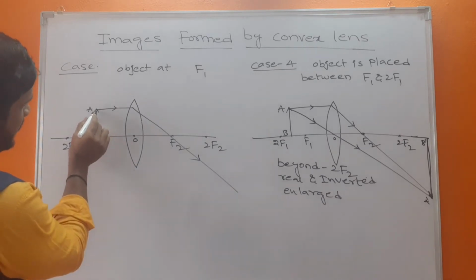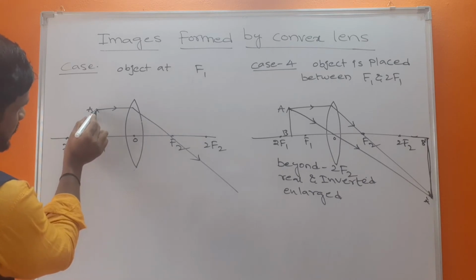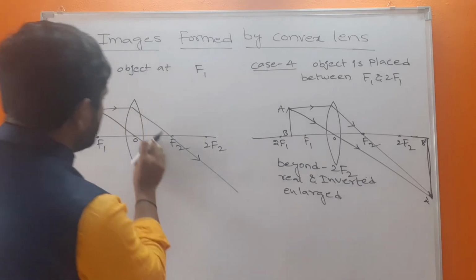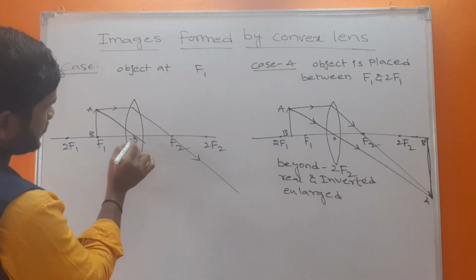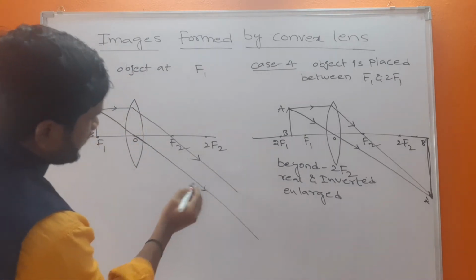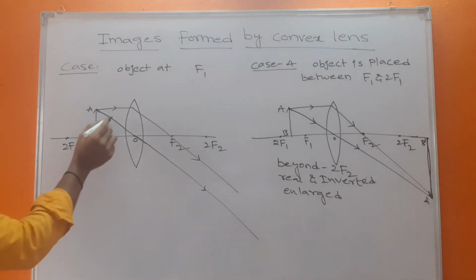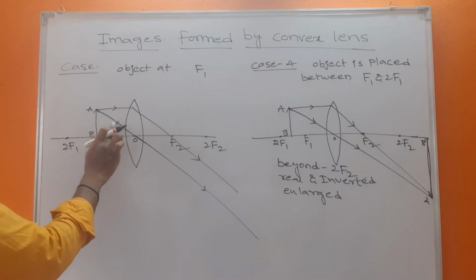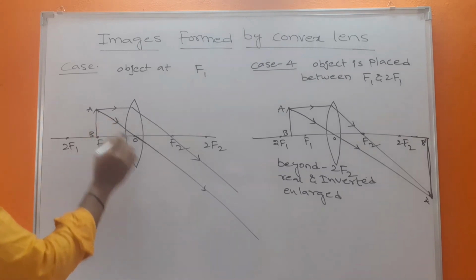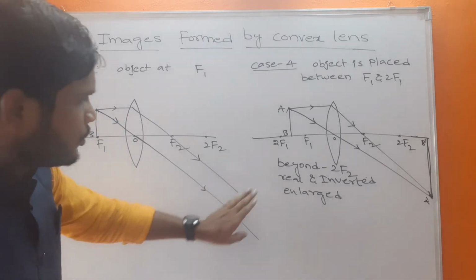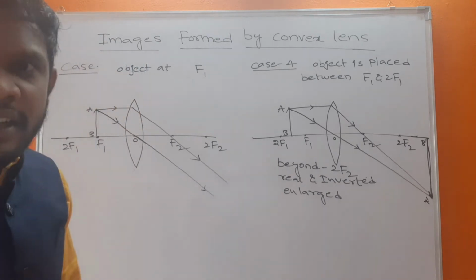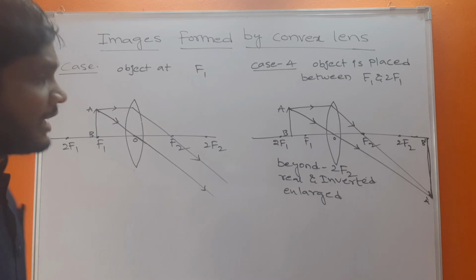And coming to the second ray, which is passing through the optic center, can travel in a straight line without any deviation. Okay, here we can see that the rays are parallel to each other. So the two refracted rays are parallel to each other. So this indicates that the image is going to be formed at infinity.